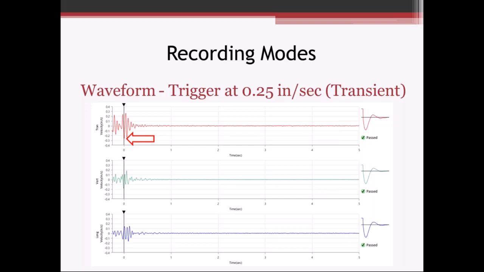But a couple other things we look at on these records. Here we've got our 3 different recording planes, right? We've got our transverse, vertical, and longitudinal. I look at the scale here. It's a little small, but we can see our scale right here is plus or minus 0.4 inches per second. That's the same for all of these. So we take a look at the scale just to see the magnitude of what these vibrations are that are plotted out.